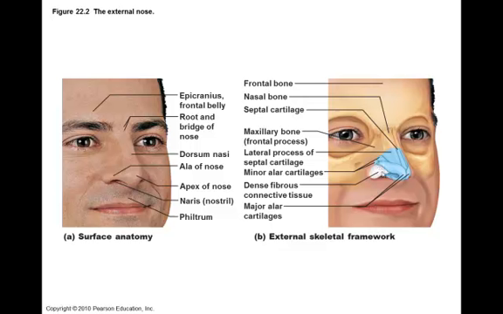Notice the outside of your nose is made up mostly of hyaline cartilage that gives support. That hyaline cartilage is inferior to your nasal bones. Now the side of your nose is made up of the maxillary bone. So the maxillary bone goes up to the nasal bone, and then you have that hyaline cartilage. And the ali of the nose is made of dense fibrous connective tissue for support.